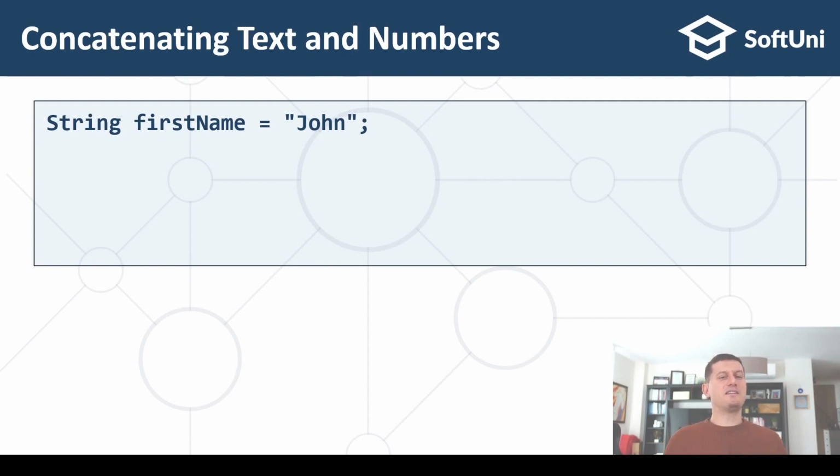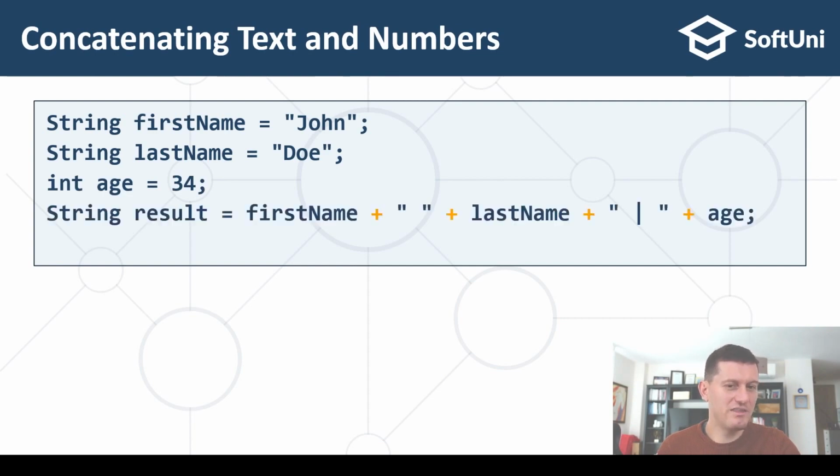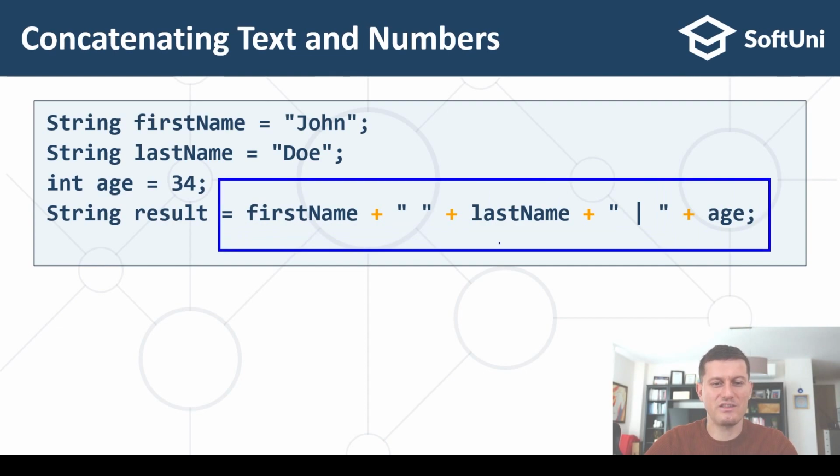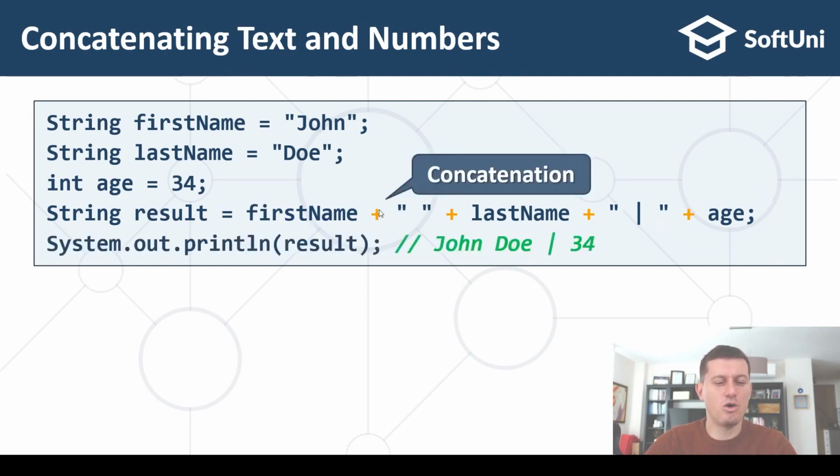How can we concatenate text and numbers? If we have first name and last name and age, we can concatenate this with plus, just like this. I can say the first name plus last name plus vertical line plus age. So this is called concatenation or joining operation. So the result will be something like this.